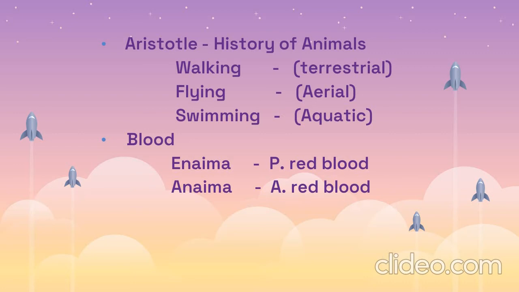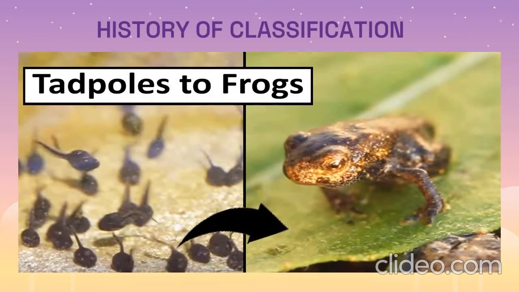But there are a lot of limitations of Aristotle's classification. Let us see what limitations or suggestions were raised about his classification method. The first one: as we said, Aristotle classified the organisms living in the aquatic region as swimming, and the organisms living on land as walking. Here one of the examples we have described.